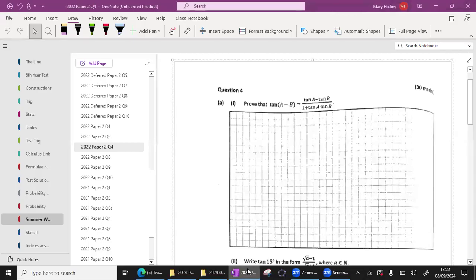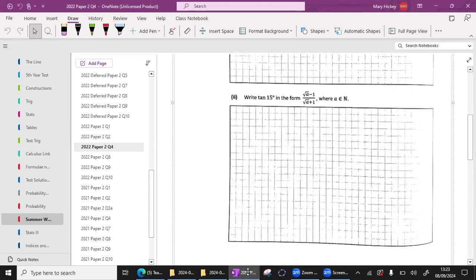Okay, so this is 2022 paper 2 question 4. The first part here I'm not going to do because this is just your learning of proofs from trigonometry. So the link is in the trigonometry section of your OneNote, so you can go back and watch those proofs anytime. So I'm going to head on to the next one.